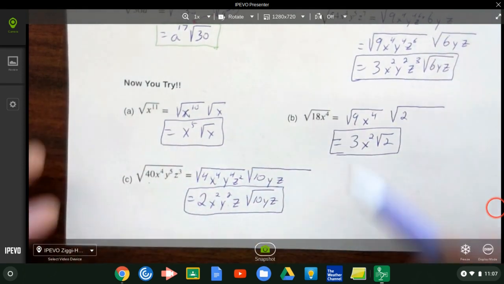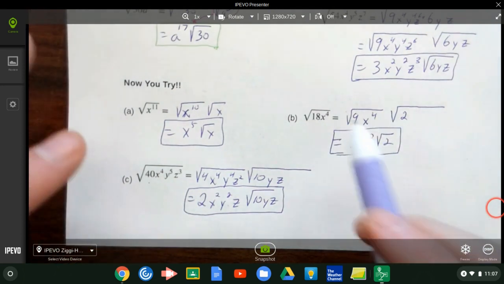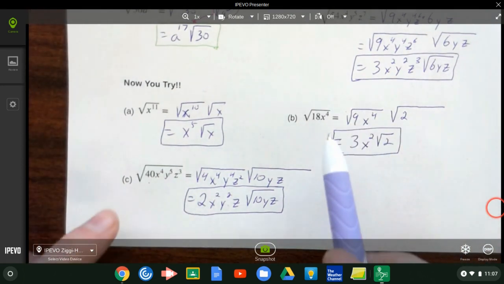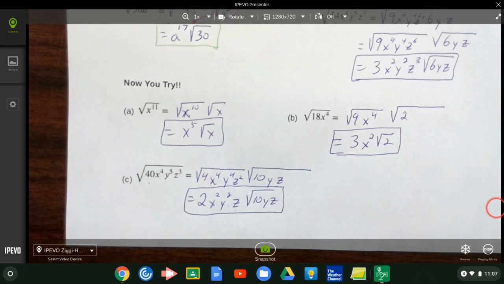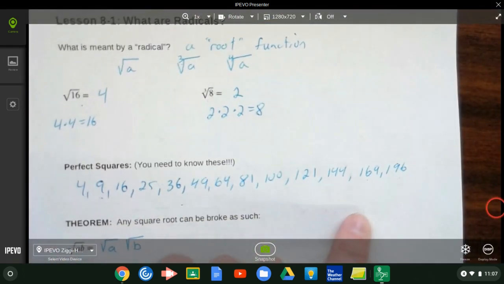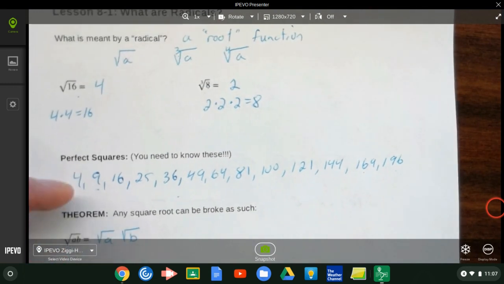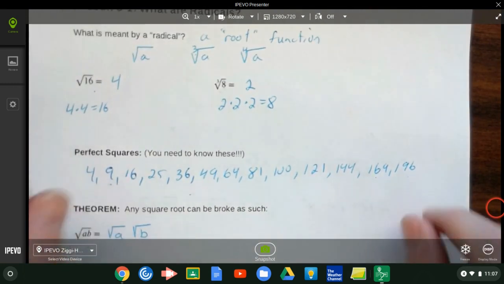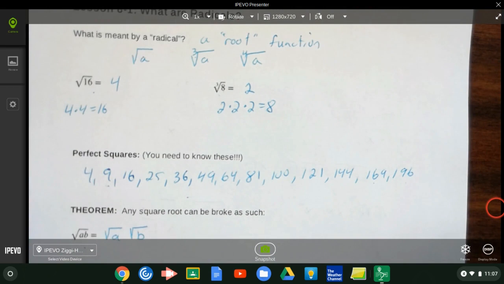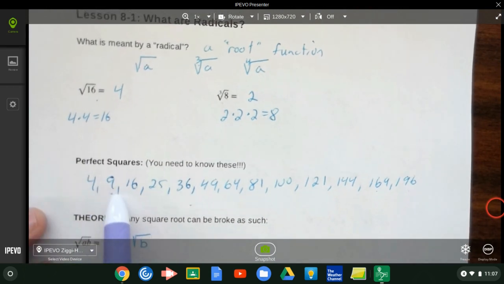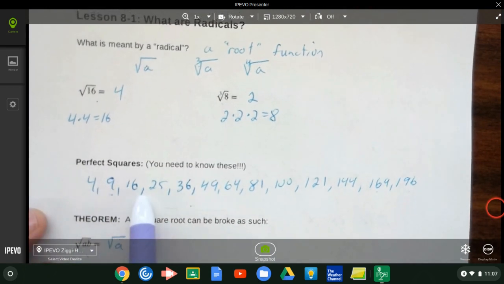Okay. This is what we'll be doing tomorrow in class. We're going to be breaking down and simplifying these square root functions. Okay. So practice on that. Memorize your perfect squares. And if you can't memorize them, write them out. Tomorrow, don't just come back to this list. Write them out on your paper and say it to yourself, 2 times 2, 3 times 3, 4 times 4, until you've got them memorized.